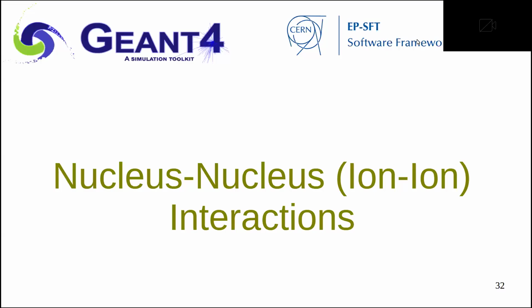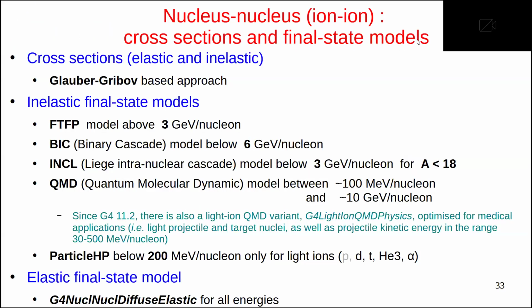And now let's move on. We have a few other topics, relatively small, a few slides each, independent and separate from each other, but always part of hadronic physics. One is nucleus-nucleus, which some people call ion-ion, but this is the main thing. These are interactions between nuclei, and these are the cross-sections and final states available in Geant4. Essentially, there is one cross-section covering both elastic and inelastic. We had several in the past, but we got rid of them because this one seems the best to describe the data well. It's based on a Glauber-Gribov parametrization.